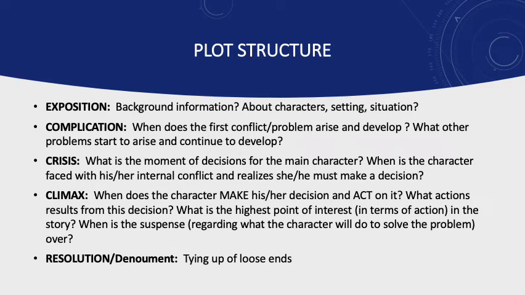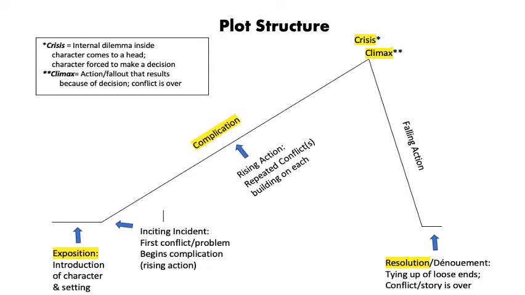Plot structure. A lot of people have elaborated in detail on plot structure. There's 5 basic elements for you to be concerned about: exposition, complication, crisis, climax, and resolution. And so here's an example of plot structure. This bottom axis would be the story's timeline, and the vertical axis would be the interest or the action. So in the beginning, you only need to be concerned about the yellow terms.